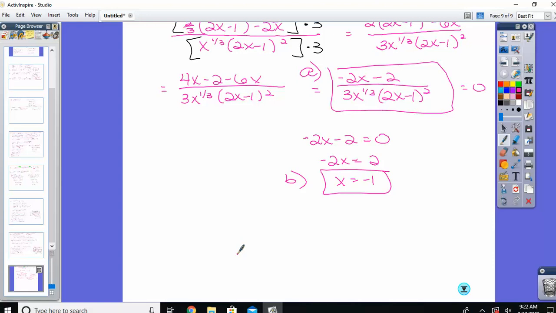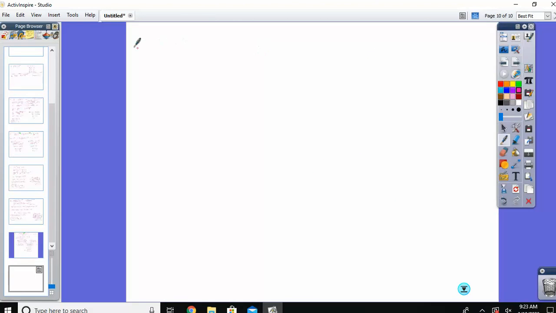Questions? Problem 14. Deciding if it's 1-to-1. There are two ways of finding if it's 1-to-1. The algebraic way is probably not our preferred method, but that was when we did the f of a equals f of b. So algebraically, that would be 2 times a plus 1 squared minus 6 equals 2 times b plus 1 squared minus 6.